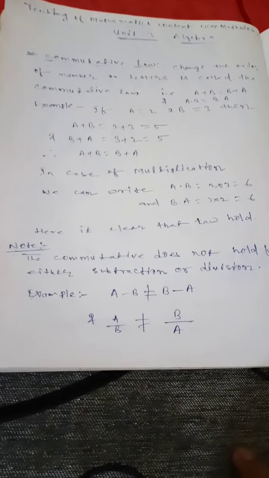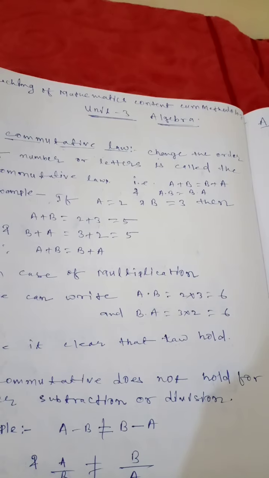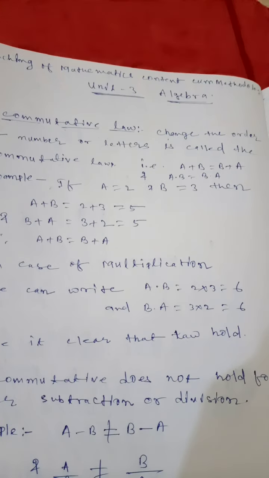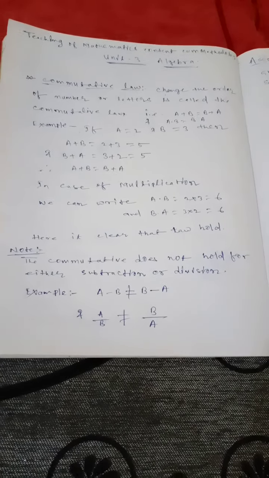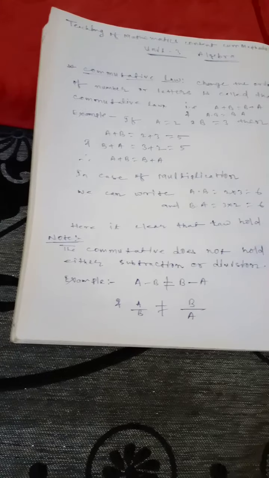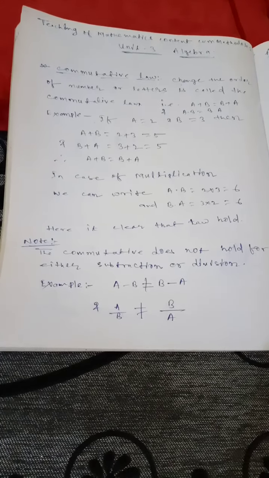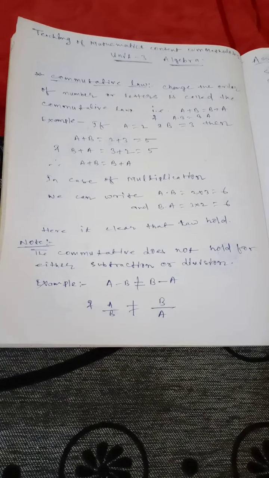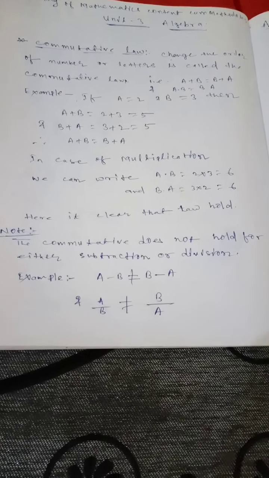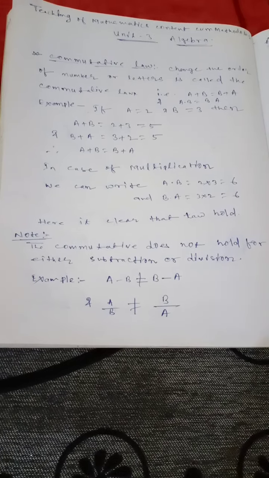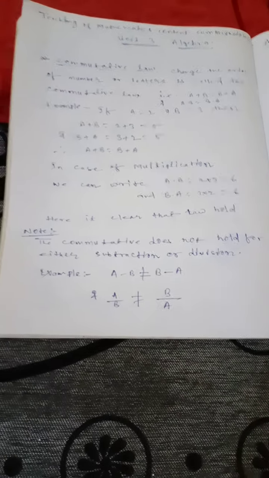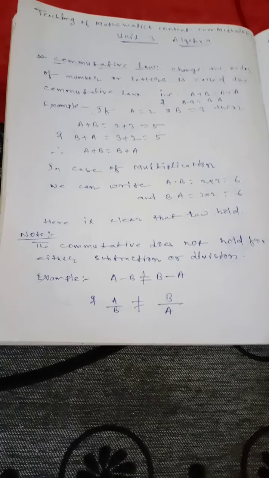Today I am going to teach you DLED second year, paper 8, Mathematics, Unit 3. In this unit, there are 5 bullets, but today we will discuss the first unit.